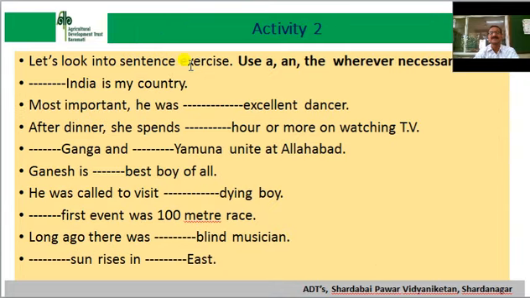Activity second. Look at these sentences, use a and the wherever necessary. India is a country. Here, as we discussed before, articles are not used before proper nouns. India is a proper noun. That's why there is no article before India. Next, he was dash dash excellent teacher. Here, excellent starts with a vowel sound. That's why an is used before excellent. In this way, you read all the sentences and solve.